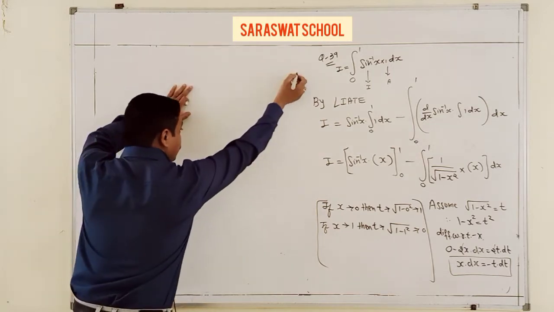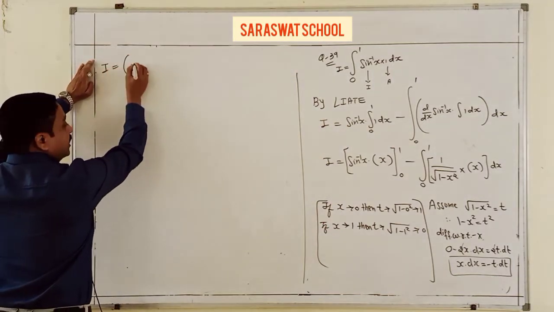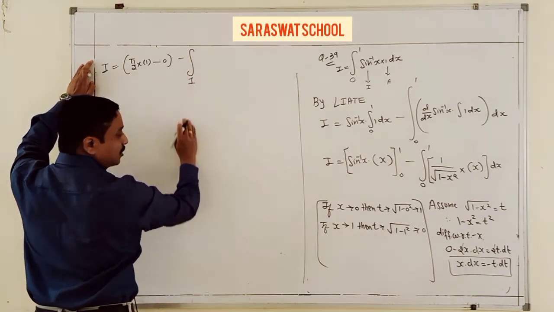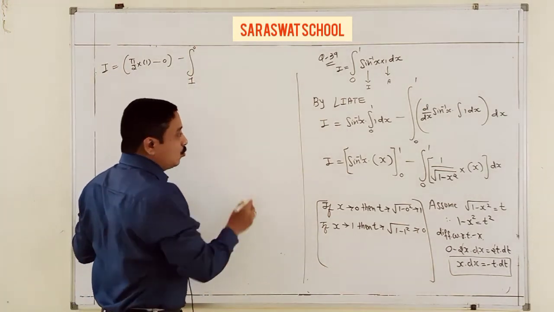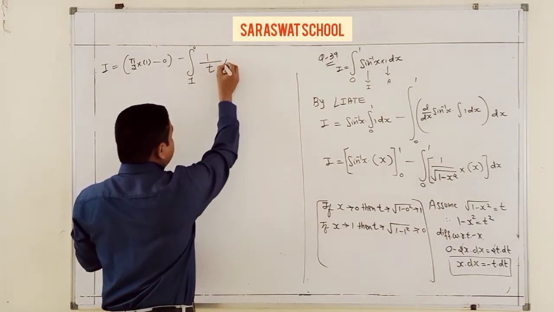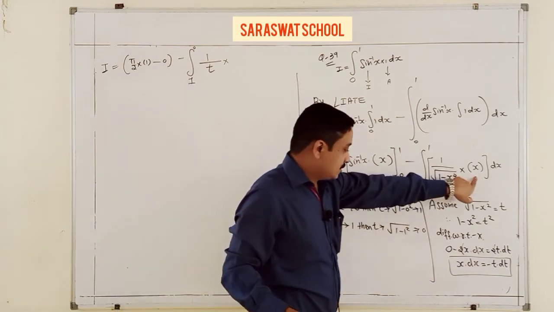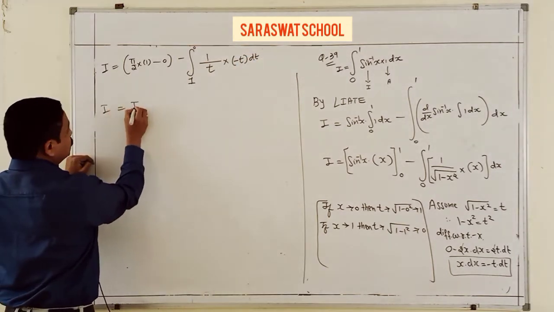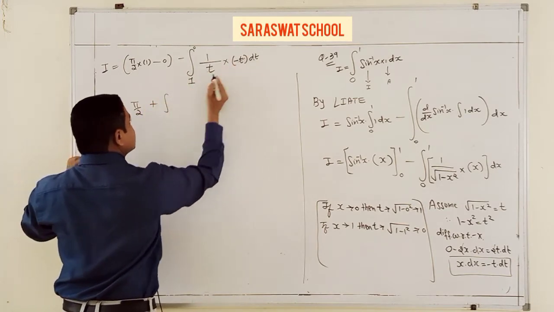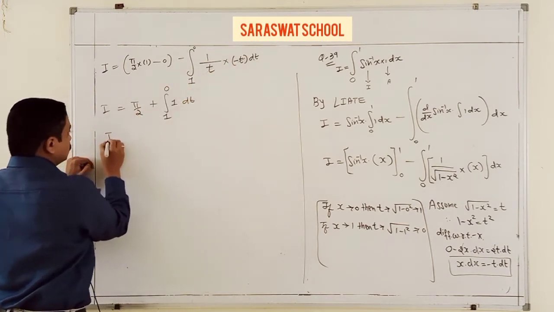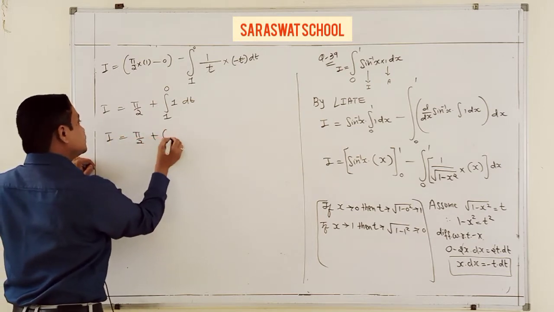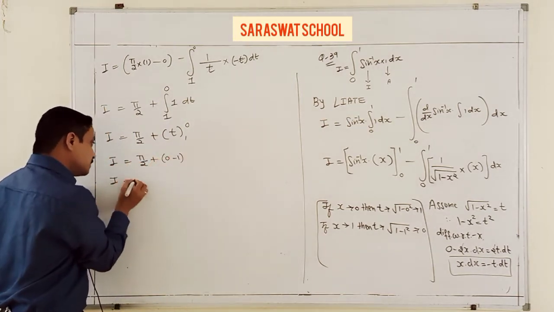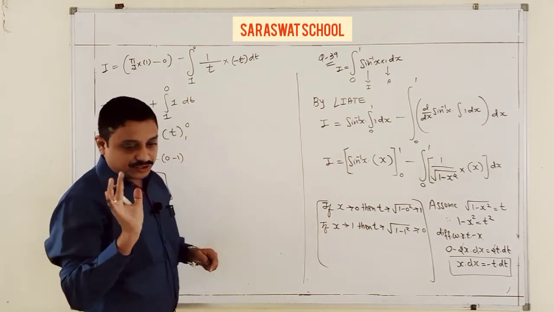Now coming back to the solution, apply the limits: sin inverse 1 is pi by 2, sin inverse 0 is 0. Here the limits change, 0 to 1 becomes 1 to 0. Under root 1 minus x square is t, but x dx is minus t dt. So the answer is pi by 2, minus minus plus, t and t cancel. Now integrate, the integration of 1 is t. So the final answer is 0 minus 1, so pi by 2 minus 1. Yes, that is correct.